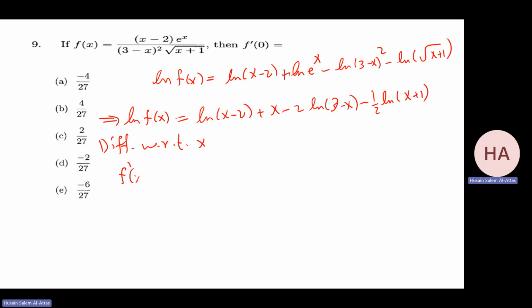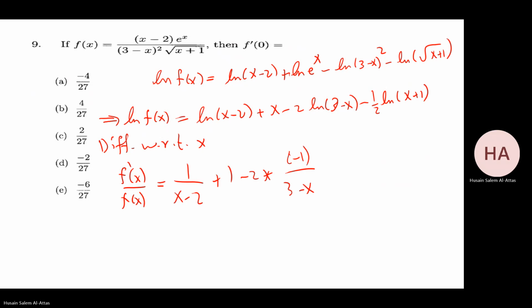I have f prime over f of x. It will be 1 over x minus 2, plus, you need to be careful, minus 2 over 3 minus x, that is 2 over 3 minus x times minus 1, and this is minus 1 over 2 times x plus 1.